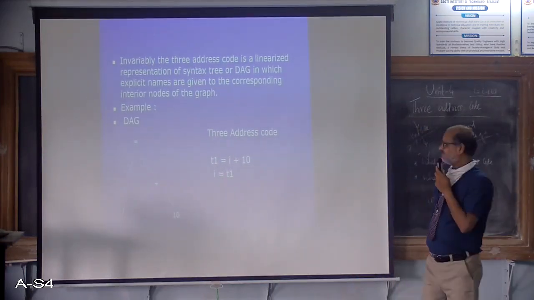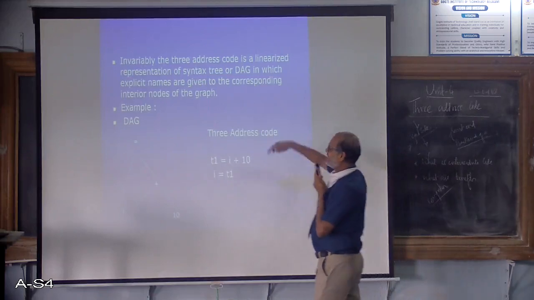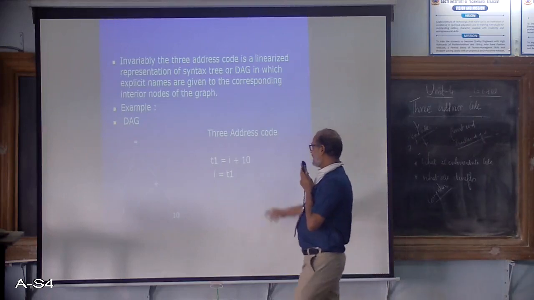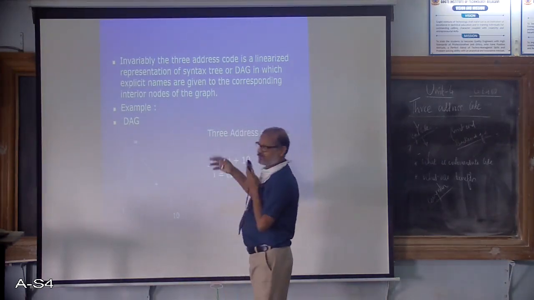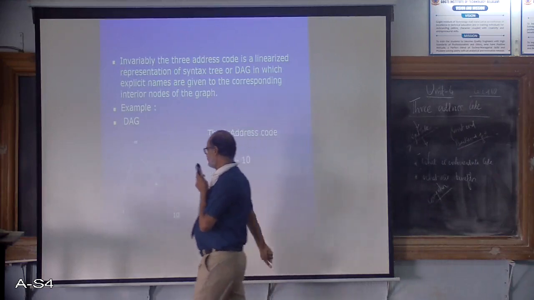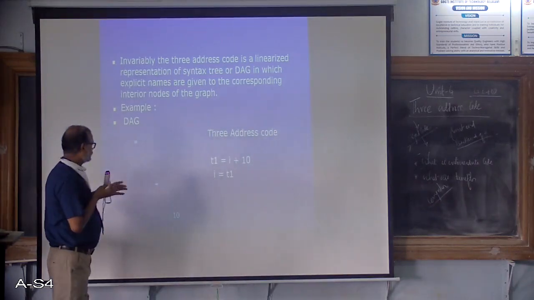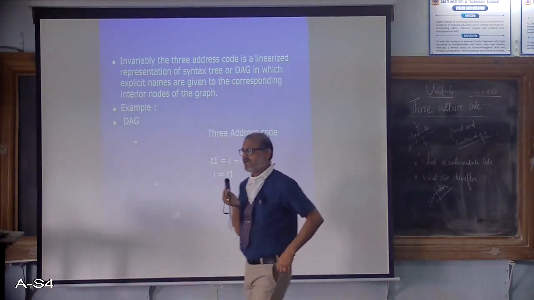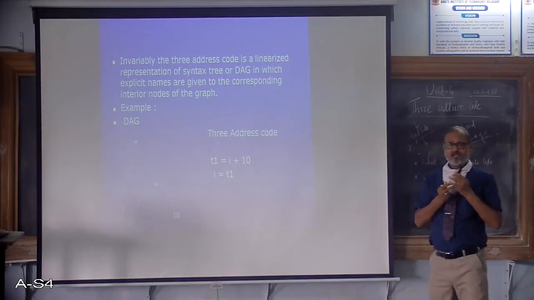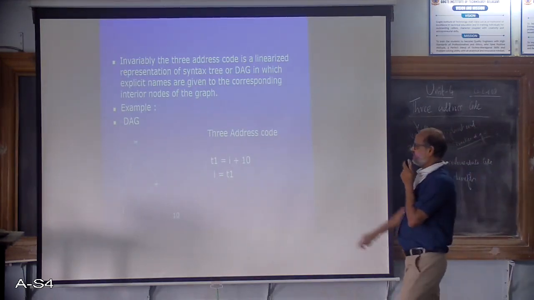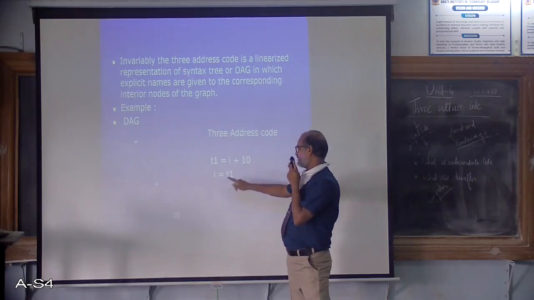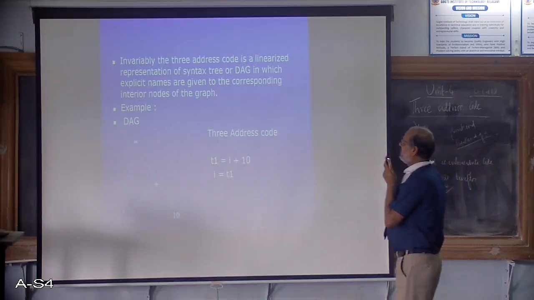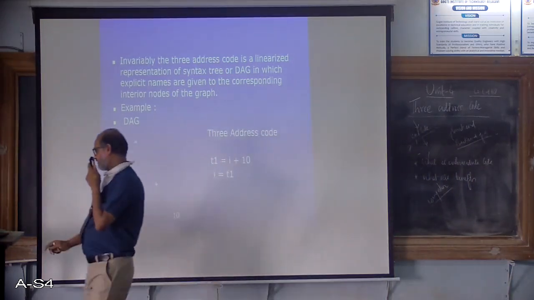Okay, so here three address code is actually a linearized representation of a DAG or a syntax tree. If you see the DAG representation of I equal to I plus 10, it looks like this, right? Every interior node will have a temporary value assigned, which is going to hold the value of that particular operation. So it can be written like this, T1 equal to I plus 10 and I equal to T1, right? So like this, you can have a three address code statement for every source statement.